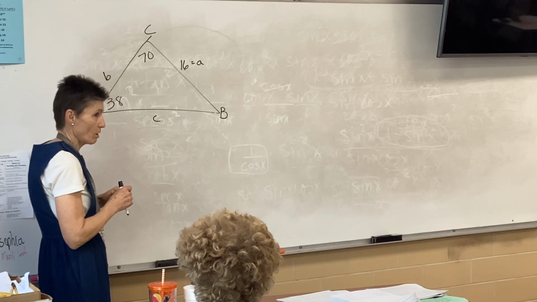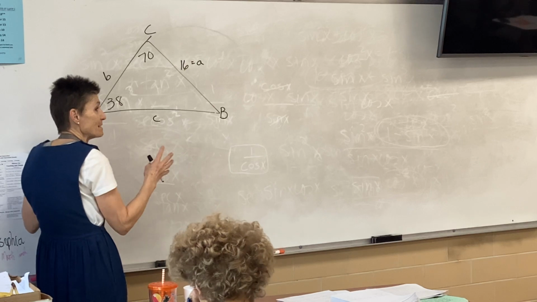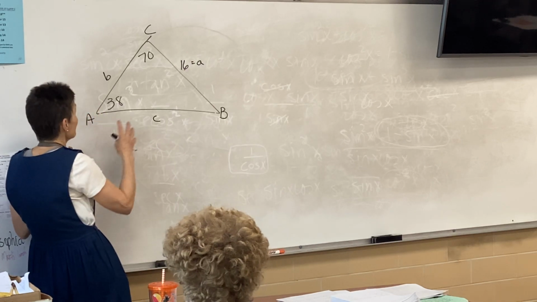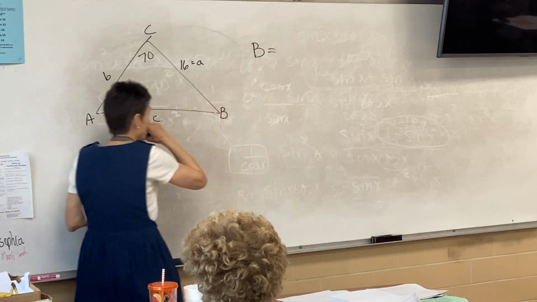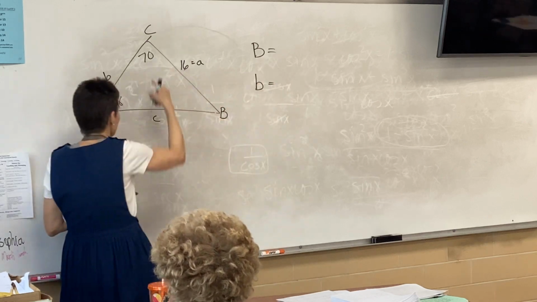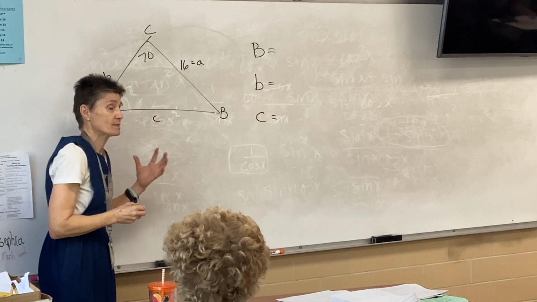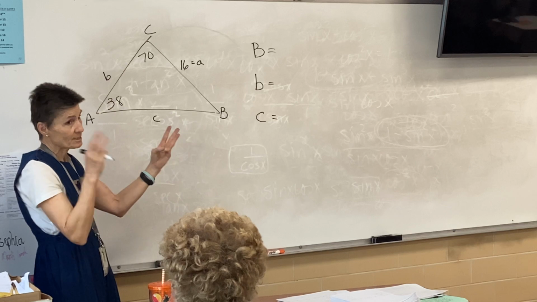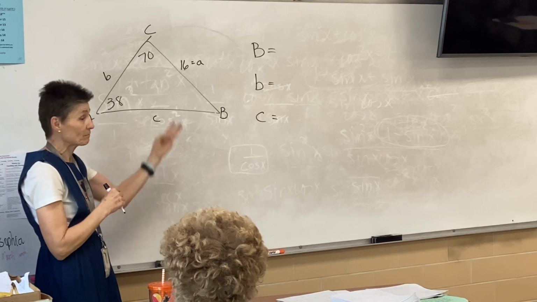To solve a triangle, like these directions say solve, means find everything that's missing. So what's missing? Well, what's missing is angle B. I don't know what angle B is. I don't know what side B is. And I don't know what side C is. Those are the missing parts of the triangle. A triangle has 6 parts, 3 sides, 3 angles. You will always be given 3 of those parts and have to find the other 3.